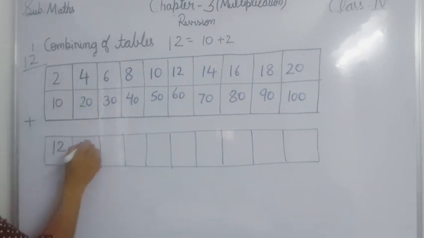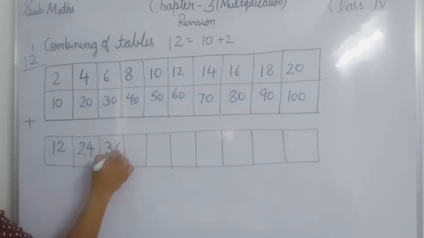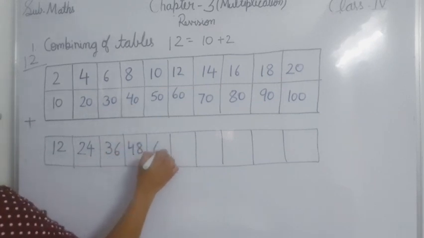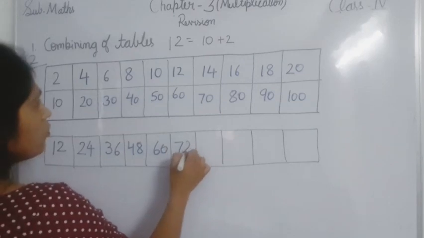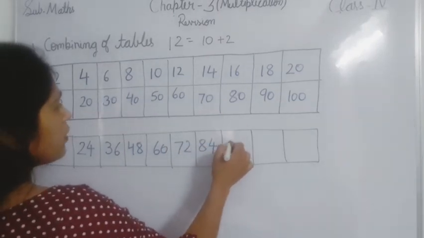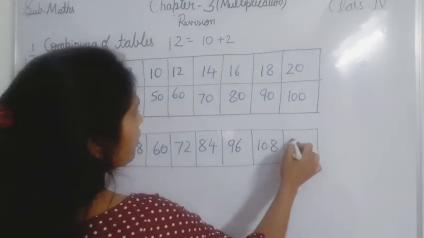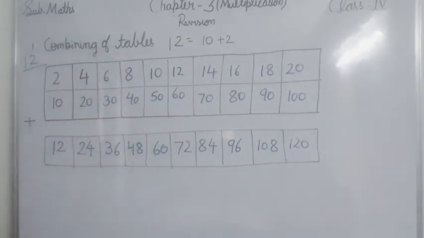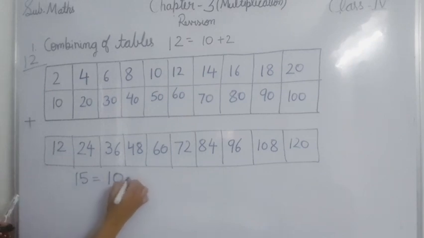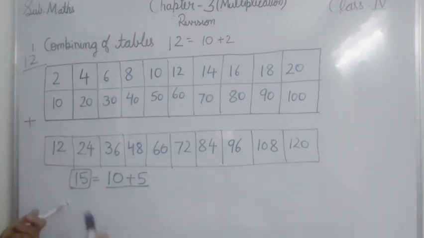12, 20 and 4 is 24, 36, 48, 60, 72, 84, 96, 108 and 120. In this way we can find the table for a bigger number. If you want to form a table of 15, what will you do? You will write the table of 10 and 5 and join the tables, so you can get the table of 15. In a similar way you can make the table of any number.